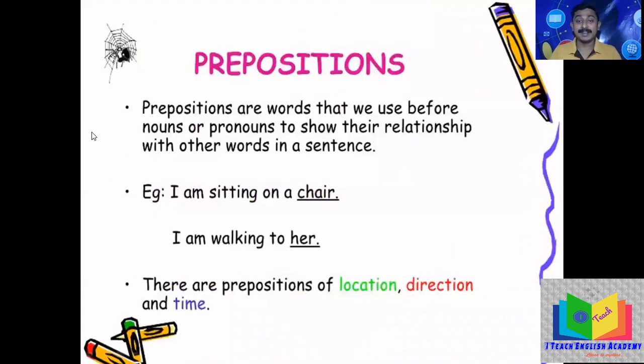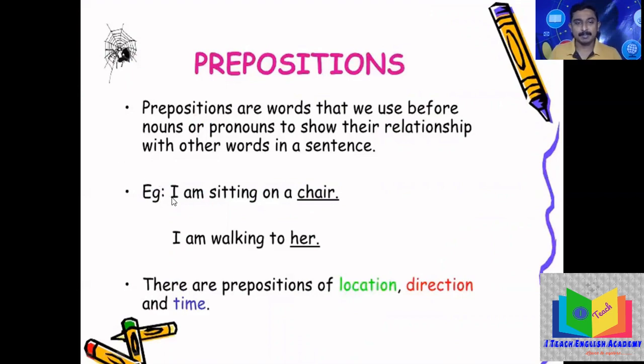Prepositions are words that are used before nouns or pronouns to show the relationship with other words in a sentence. In simple language, let us say preposition shows the relationship with other words in a sentence. Usually they are placed before a noun or pronoun. Just look at the example. I am sitting on a chair. Chair is a noun here. The preposition on is placed before the word, the noun chair.